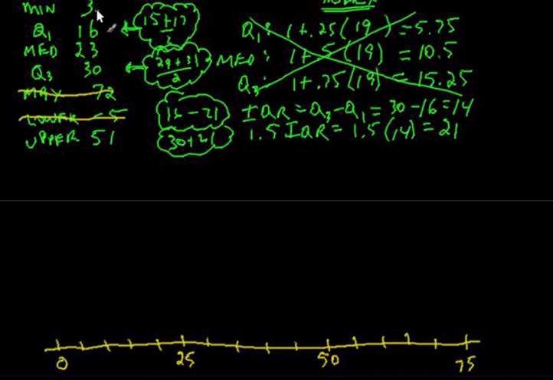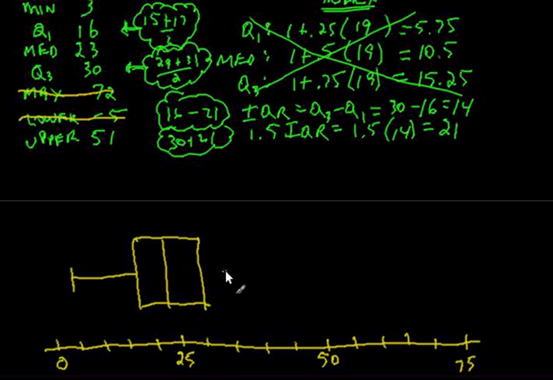And now we start to plot the data. The minimum is 3, so that means we have the left side of the whisker at 3. Q1 is at 16, so 5, 10, 15, 16 is right about here. And we have a whisker. The median is 23. Here's 25, so 23 is right about here. The third quartile is at 30, so that's right here. And now we have the box for the box and whisker plot.